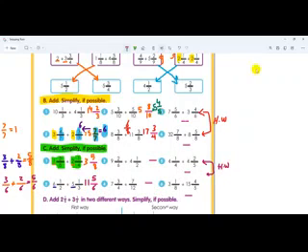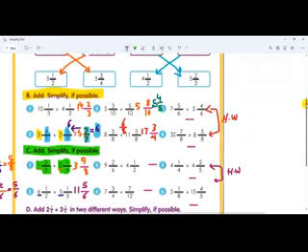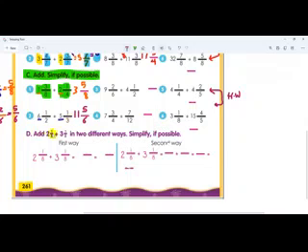Let's go down to exercise number D. Exercise number D, we need to add 2 and 1/8 plus 3 and 1/8 in 2 different ways. Simplify if it's possible. The first way, as we learned, we need to add the whole numbers alone and the fractions alone. 2 plus 3, it's easy. 2 plus 3 equals 5. So we write here 5.